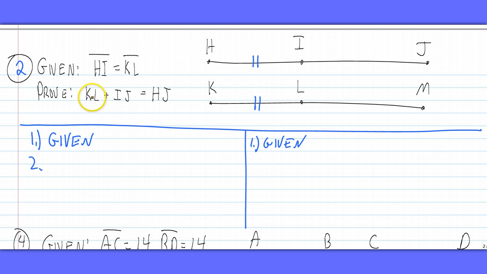I want to use the proof statement. A segment plus a segment is equal to HJ. If I look at the drawing, I see that the two segments that make up segment HJ are HI and IJ. So HI plus IJ is equal to HJ, and that's a good representation of the segment addition postulate.